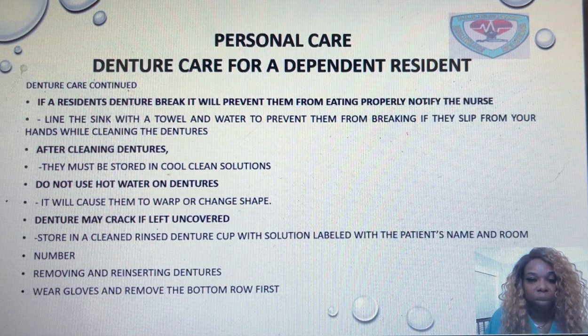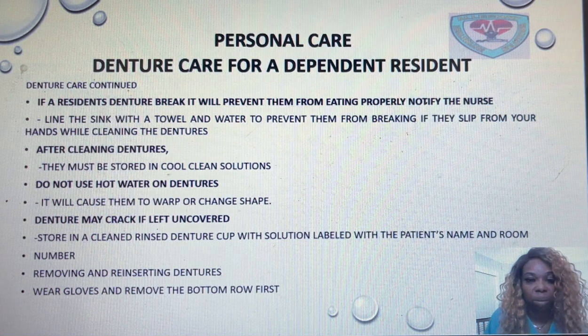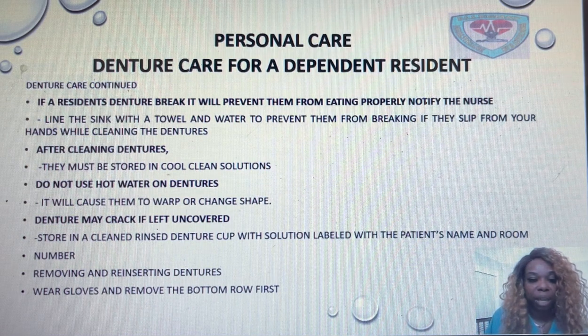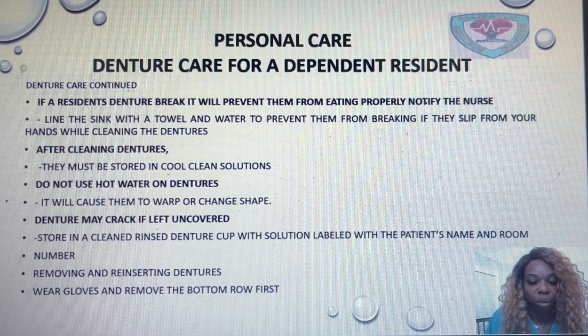We want to keep up with the dentures. If dentures are lost while the resident is in a long-term care facility, it is the long-term care facility's responsibility to replace those dentures. So as the nursing assistant, you want to make sure that you keep your eye out for these dentures. After you have cleaned them, you want to return them back to their place of storage.